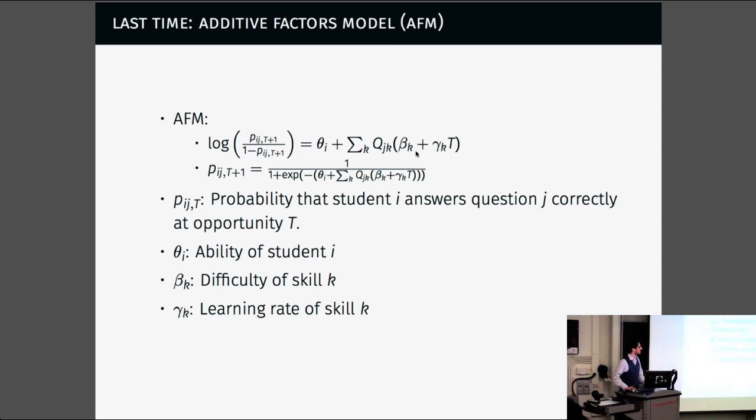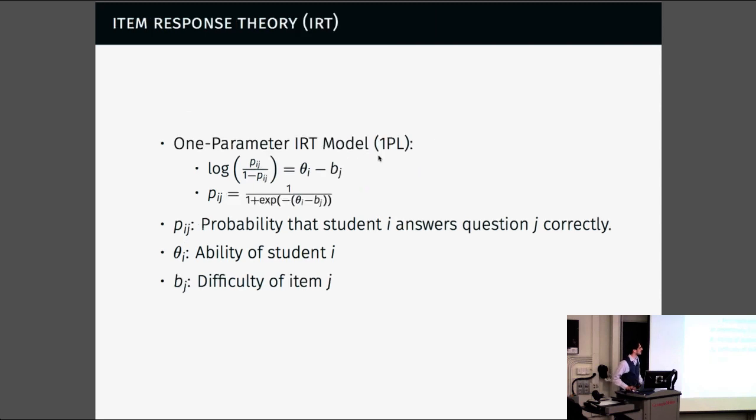Okay, we're going to make one other simplifying assumption. That's to get rid of this Q matrix altogether. So the model we're going to look at is an item response theory model. There's several models. The first one's the one parameter model. In this model, it's much more simple. So we're sort of going back. We're simplifying things a lot.